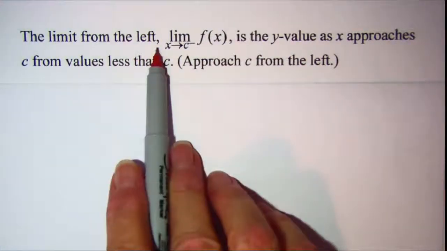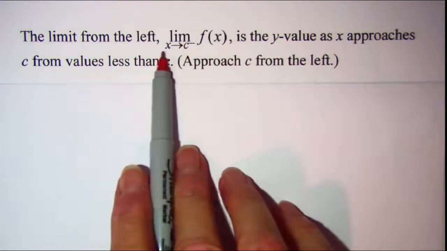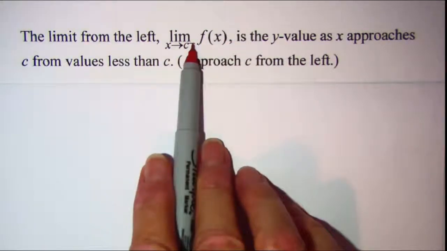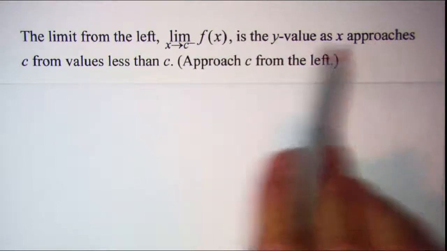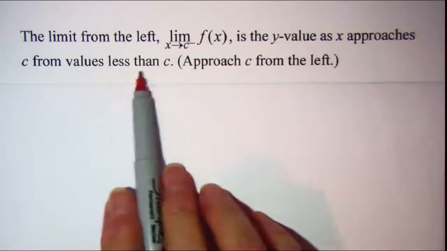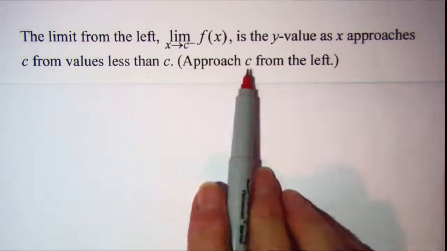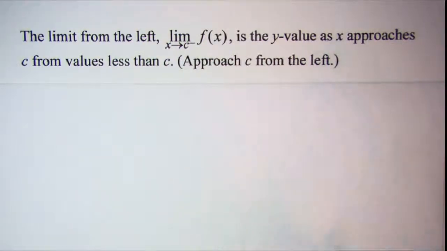The limit from the left, shown this way, the limit as x approaches c from the negative side of f of x, is the y value as x approaches c from values less than c. So we'll be approaching c from the left side.